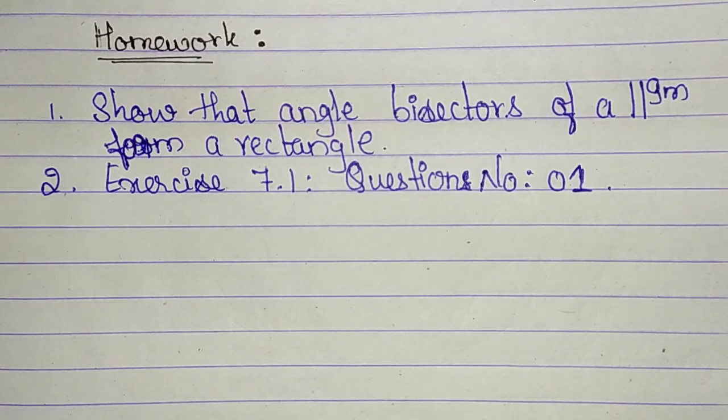So in the next class, we'll begin solving the questions from exercise 7.1. If you are interested, then you can solve the examples 5 and 6 on your own in your homework book.